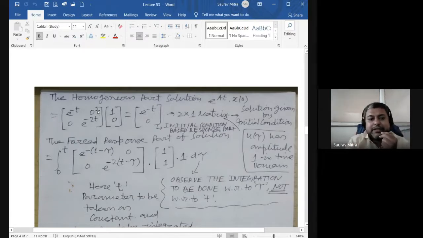Now the second part, the forced response, is what you are supposed to find. Here I have written some notes. This is a 2 cross 1 matrix. This is the initial condition based response. So e raised to minus t and 0 is the first part of the solution, the solution given by the initial condition. u tau has amplitude 1 in time domain. I have not mentioned it initially, but now I'm telling you, if nothing is given, you can take u tau as a unit step.